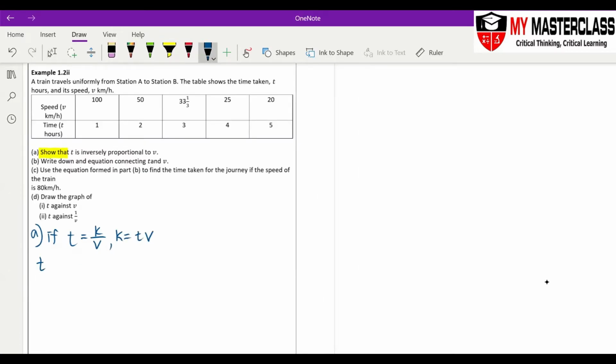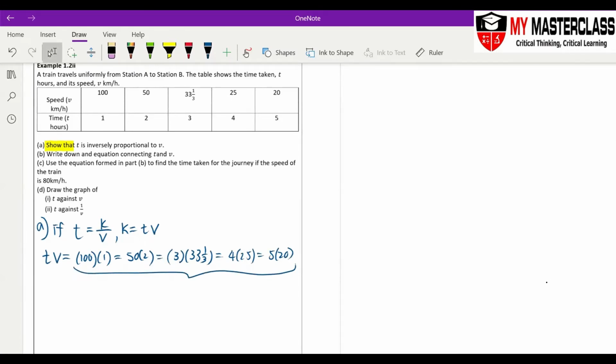Then you write down T times V is equal to, so this guy is the V, this guy is the T. 100 times 1. Is it the same as 50 times 2? Yes. Is it the same as 3 times 33 1/3? No, it's not plus, it's equal. Okay. Is it the same as 4 times 25? Is it the same as 5 times 20? Are all 5 of them equal? Yes. So they are all equal.